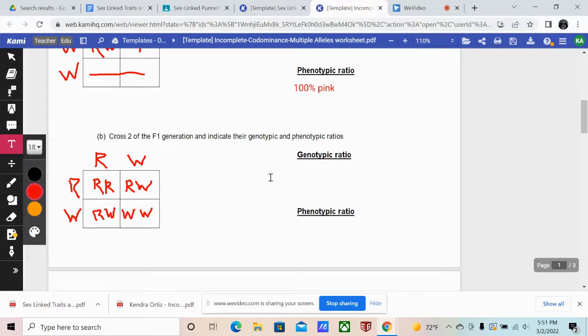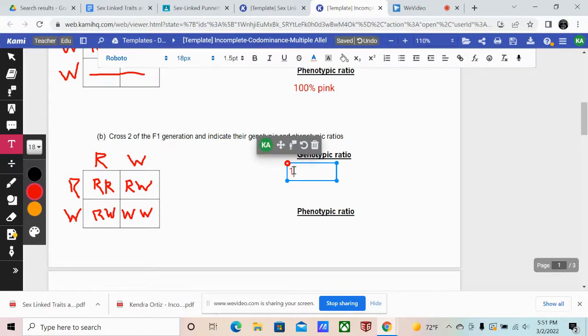There we go. All right, genotypic ratio, just like the first one. 1 out of 4 is going to be big R, big R. 2 out of 4 is going to be red and white allele. And 1 out of 4 will be WW.